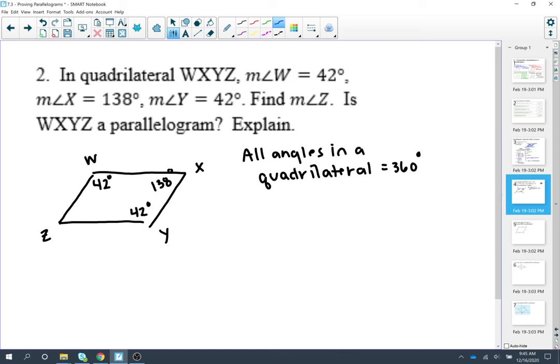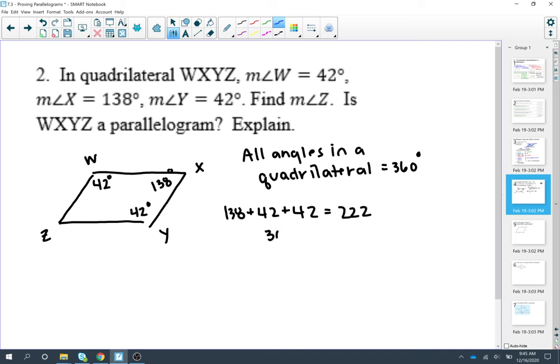And then if this angle does turn out to be 138 degrees, then I can conclude it's a parallelogram because opposite angles are congruent. Just one set of angles being congruent is not enough to conclude it's a parallelogram. You need both. So I'm going to take 138, add it to 42, add it to 42. I'm going to see what that gets me. So let me grab my calculator, and that's 222 degrees.